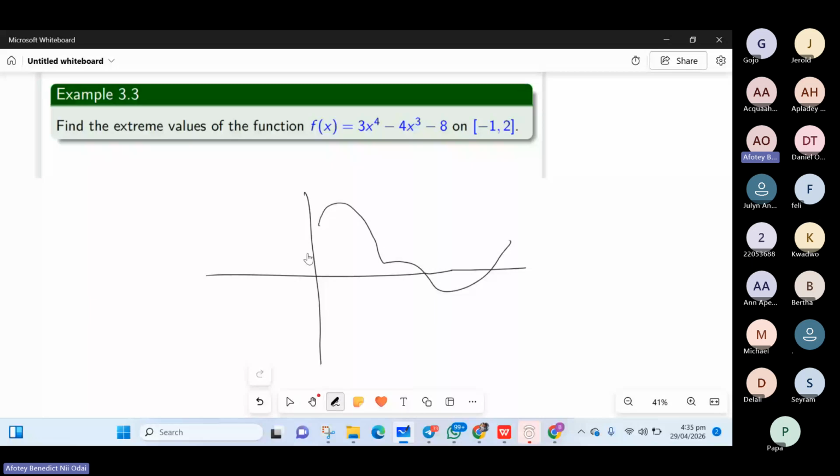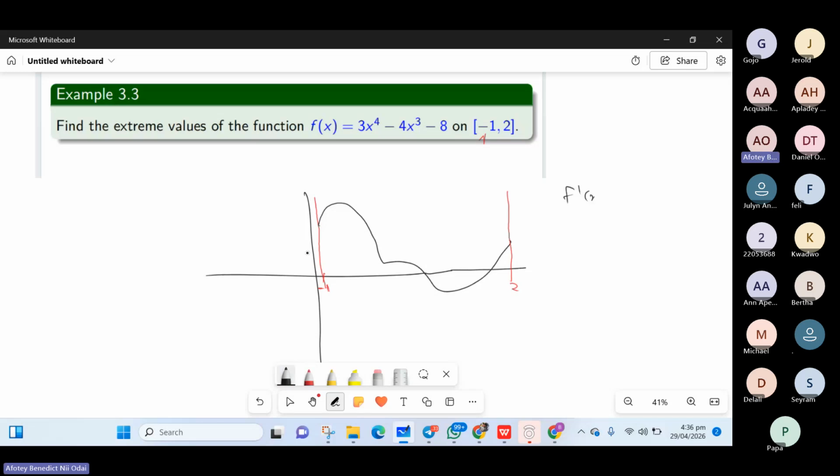So what I basically explained is that on this interval, when x is equal to -1 here, and when x is equal to 2 over here, at these extreme points, you can have the extreme values, right? So in between these points, you can have the extreme values. So let's find the critical numbers.